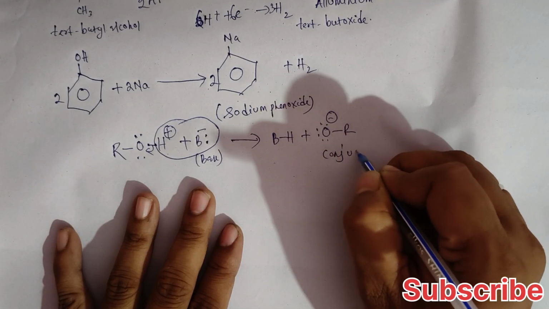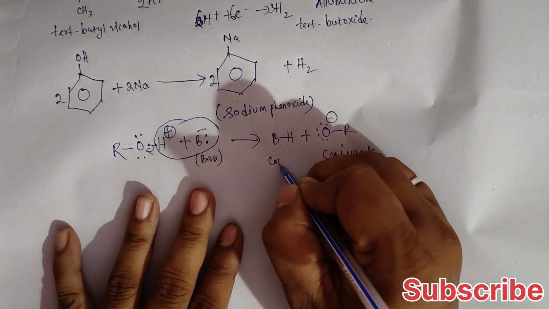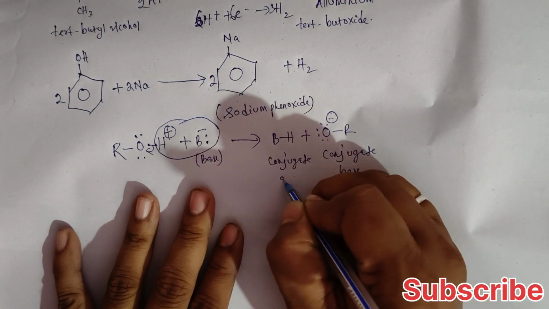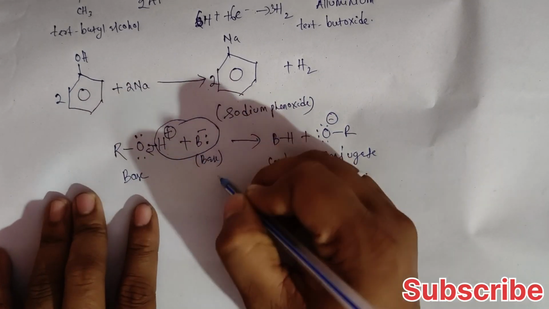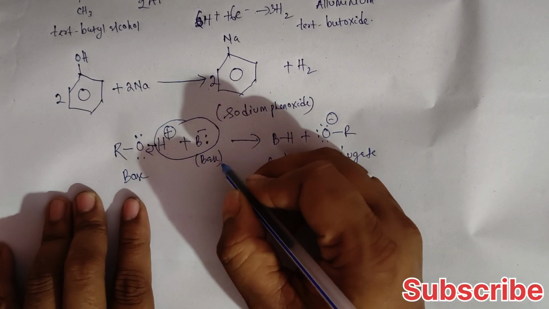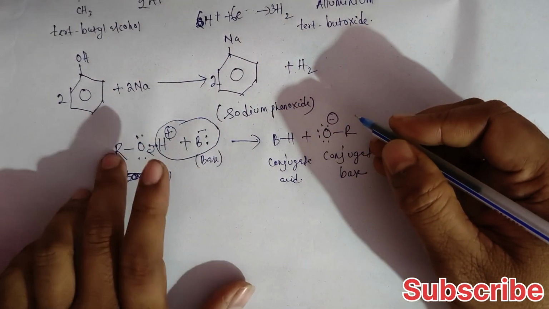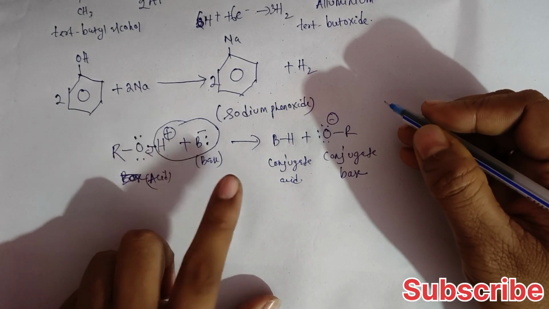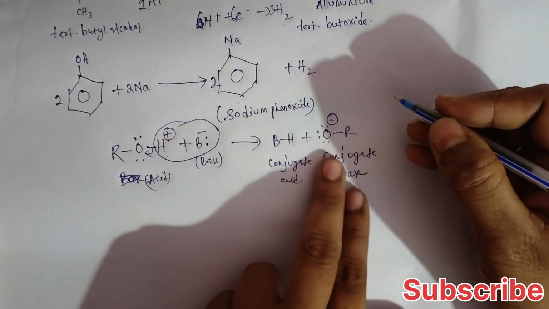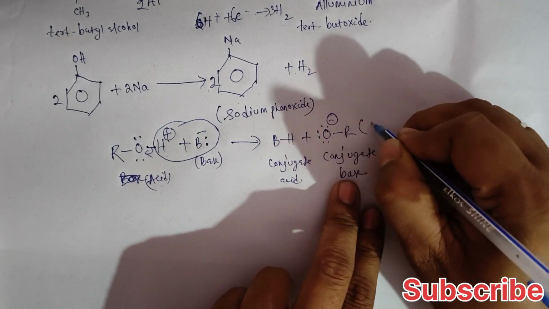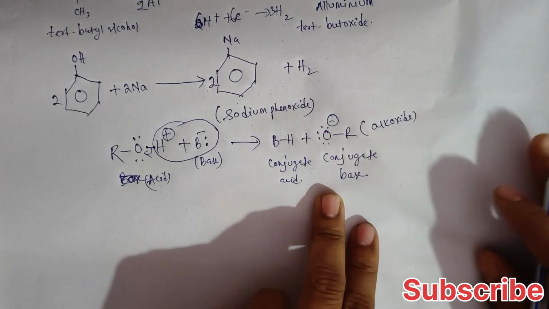This is a conjugate base, and this is a conjugate acid. So this is a base, and here it is an acid. Here phenol acts as an acid, because it gives H+ ion to the base. So the product will be the conjugate acid, BH. And RO minus means alkoxide ion, which acts as a conjugate base. So I hope it is clear to all of you.